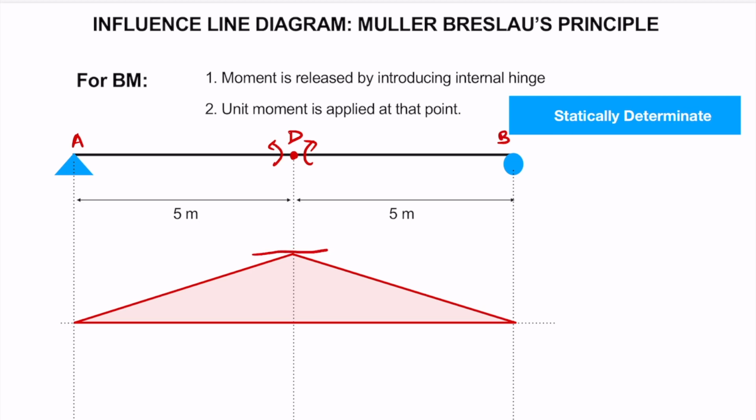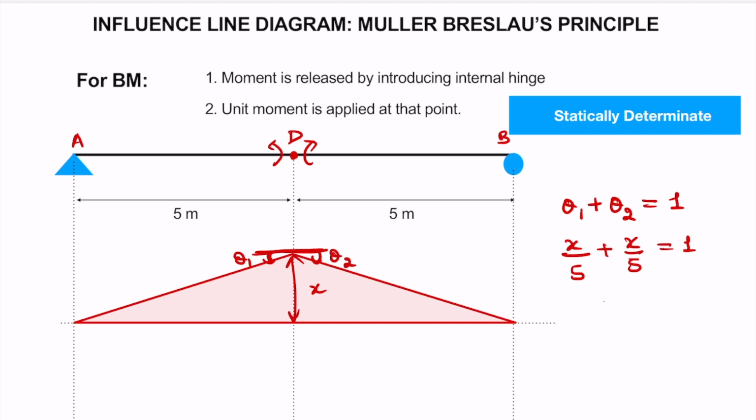After applying the moment at this hinge, the beam will deflect something like this. Let's call this angle theta 1 and this angle theta 2. So it has rotated in this manner now. The condition should be that the total rotation should be unit, so theta 1 plus theta 2 should be equal to 1. Let's call this length X. So theta 1 is roughly X divided by 5, and theta 2 will also be X divided by 5, equal to 1. So from this we get 2X divided by 5 equal to 1, and X should be equal to 2.5.